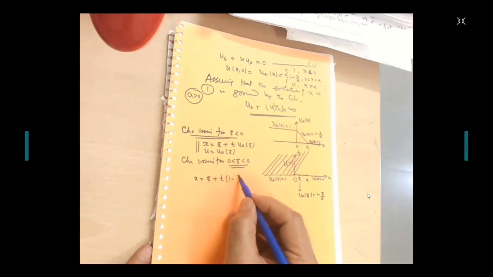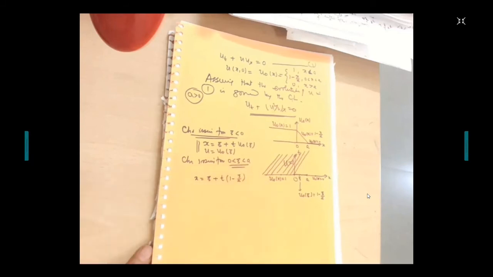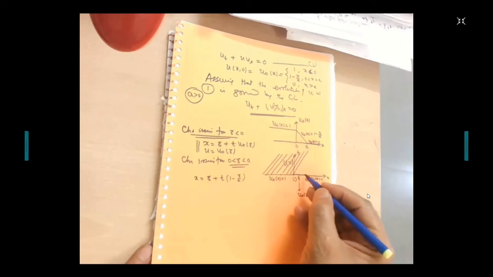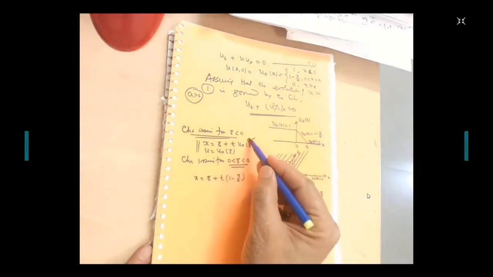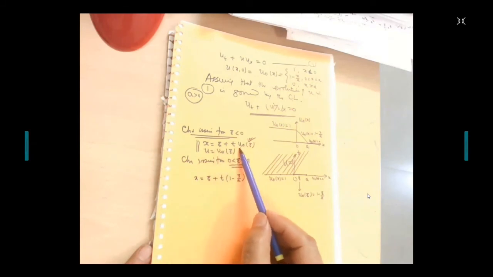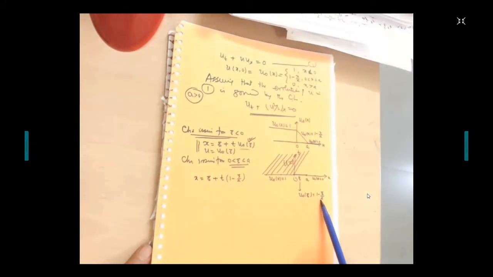Excellent. Very good. Wonderful. So these are the characteristics issuing from this part of the real line, 0 to a. It follows quickly: x equal to xi plus t times u_0(xi), and u_0(xi) is given by this expression. Therefore, these are the characteristics. Now I have to find the solution. So what is to be done?